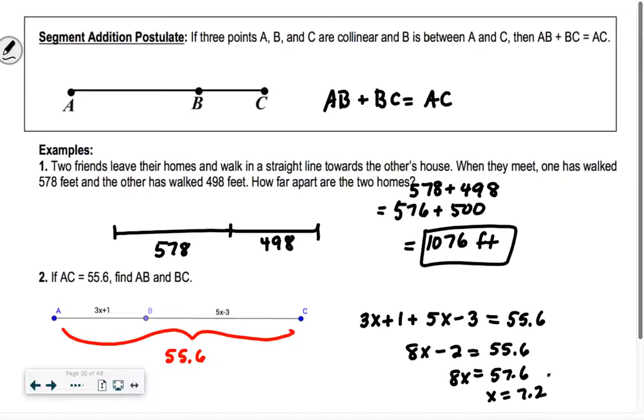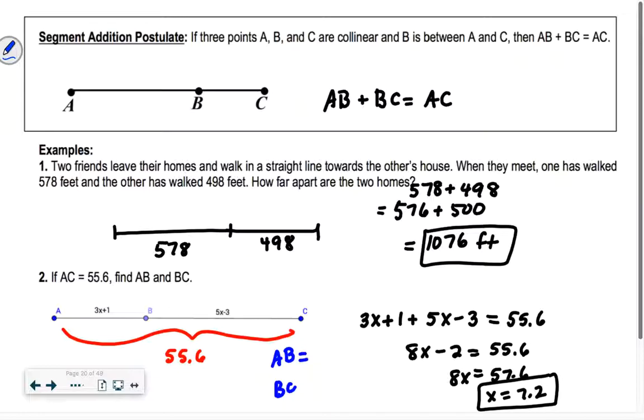Okay, now be careful because the SAT does this a lot. So we found x equals, and that's when people would bubble in. They'd be like, oh, 7.2, that's my answer. What does it ask for? Find AB and BC. So we need to do the second part of the problem. So I need to find AB and I need to find BC.